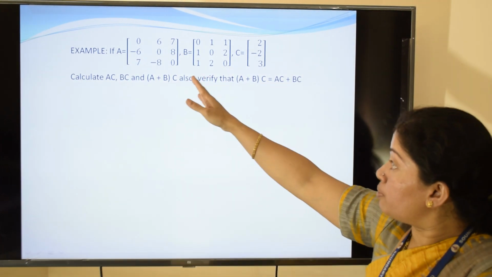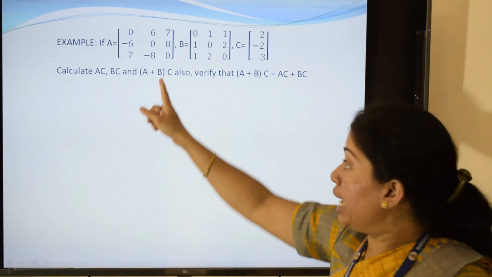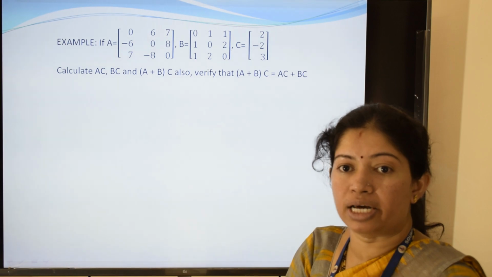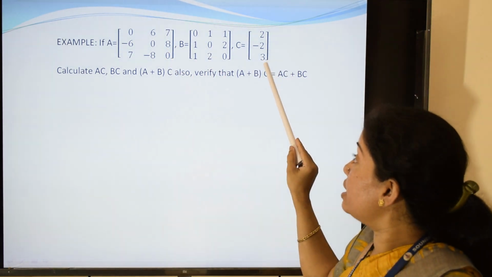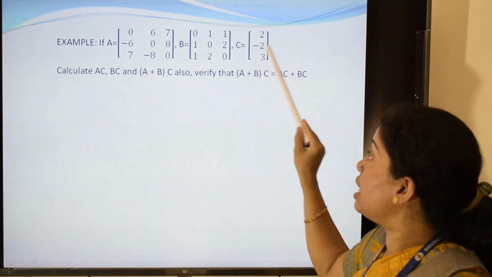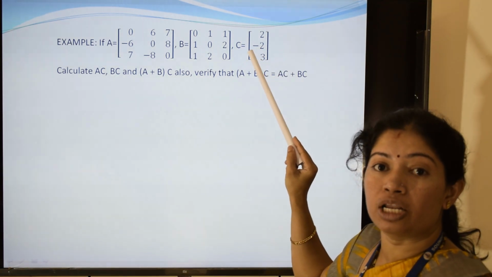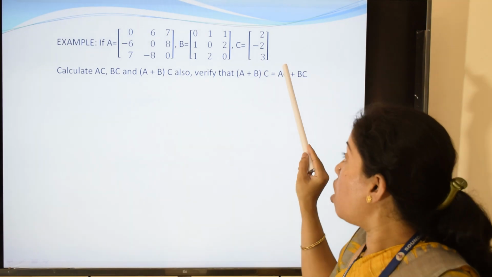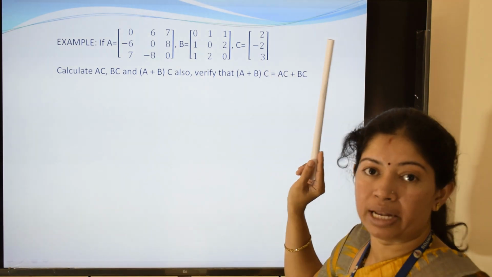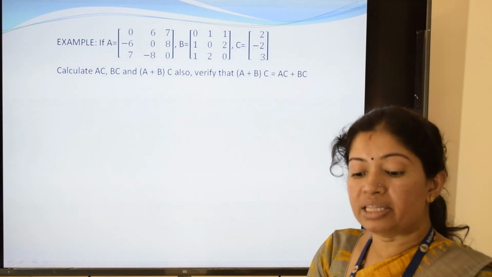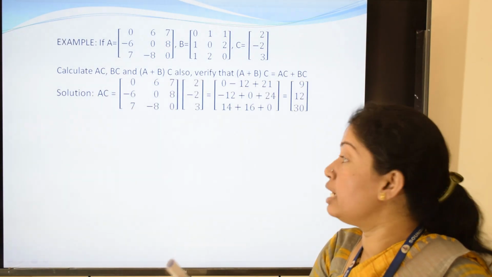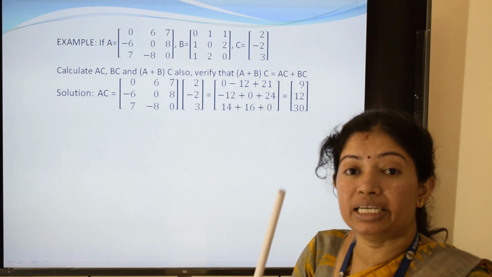So here if you observe these 3 matrices, A and B are of the same order. So it is of order 3. But see, what is the order of C? It is having 3 rows and only 1 column. It is a column matrix. So order of C is 3 cross 1. Now first step is we have to find AC. Whether this product AC is possible, we have to check that condition first.